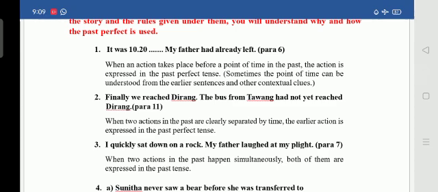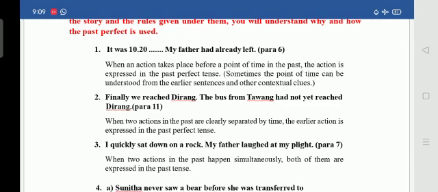That's why. See the second. Finally, we reached Dirang. The bus from Tawang had not yet reached Dirang. It is in para 11. So when two actions in the past are clearly separated by time, the earlier action is expressed in the past perfect tense. So here there are two sentences.